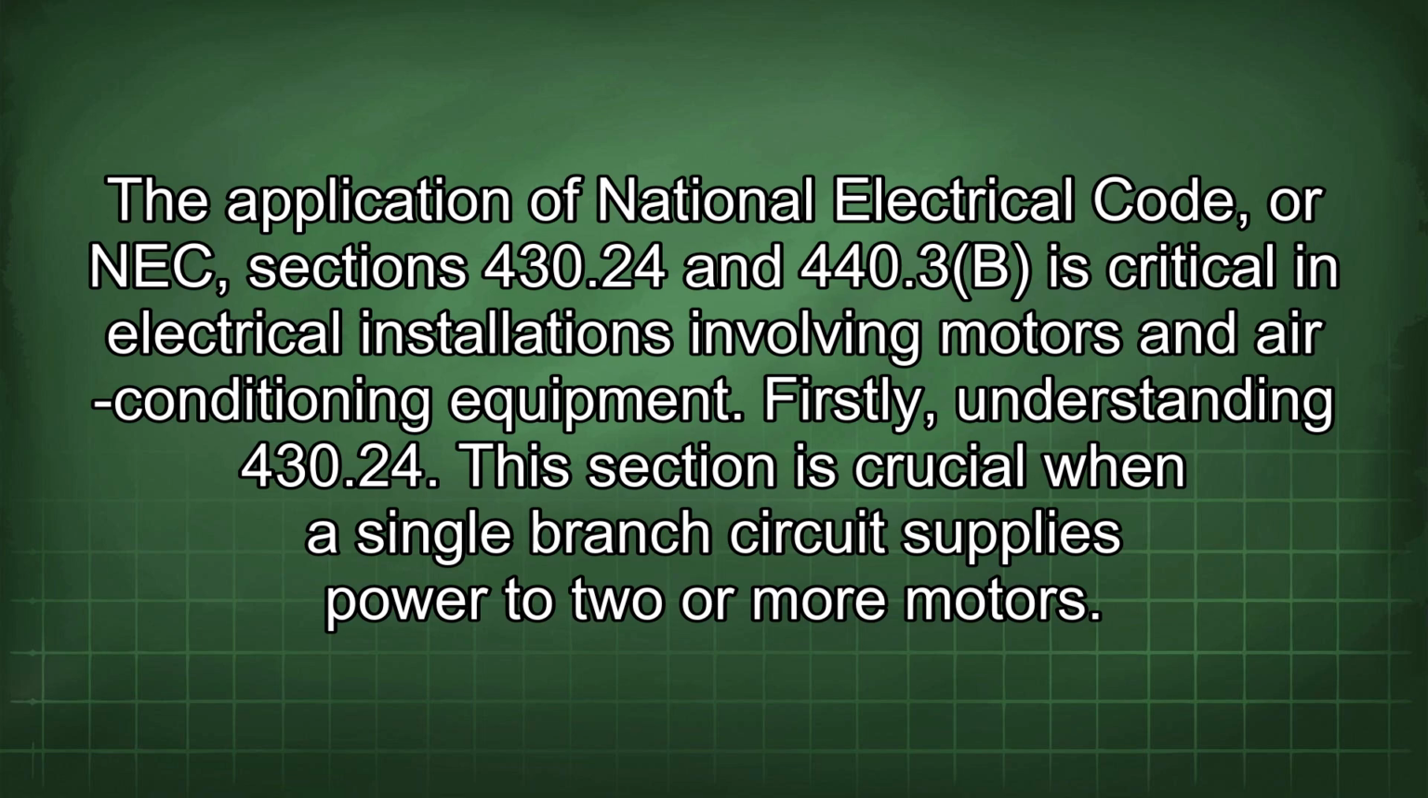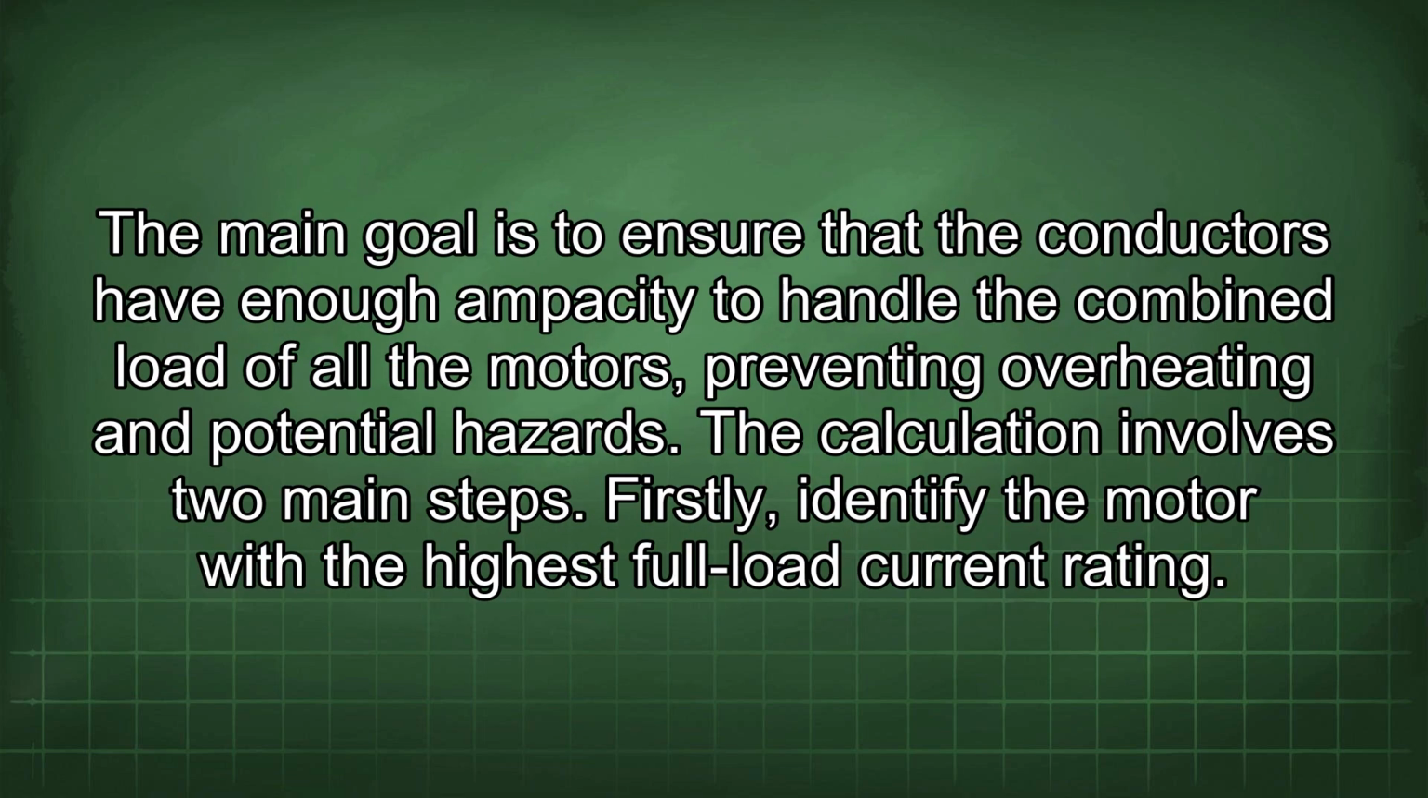The application of National Electrical Code, or NEC, sections 430.24 and 440.3(B) is critical in electrical installations involving motors and air conditioning equipment. Firstly, understanding 430.24. This section is crucial when a single branch circuit supplies power to two or more motors. The main goal is to ensure that the conductors have enough ampacity to handle the combined load of all the motors, preventing overheating and potential hazards.